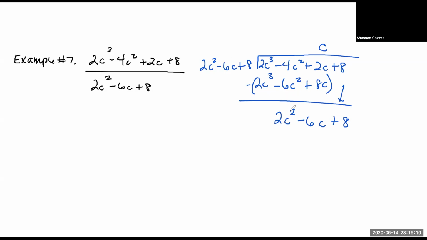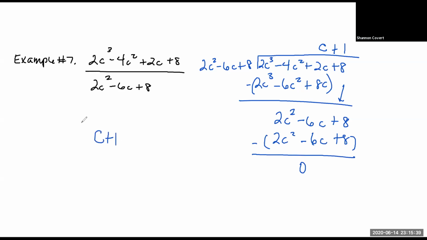C squared times what gets me 2C squared? The answer to that is 1. We have 1 times 2C squared, which is 2C squared. 1 times negative 6C is negative 6C. 1 times 8 is 8. And once again, remainder of 0. So my solution is C plus 1.